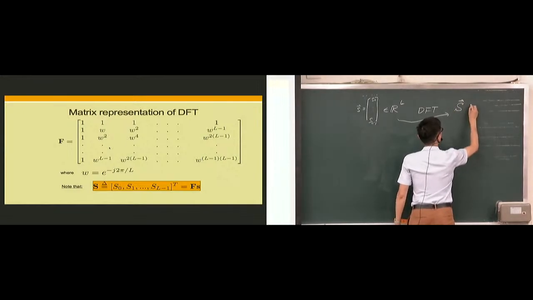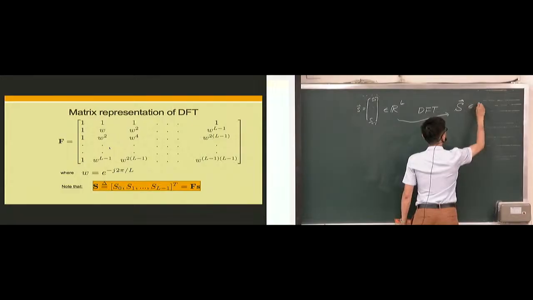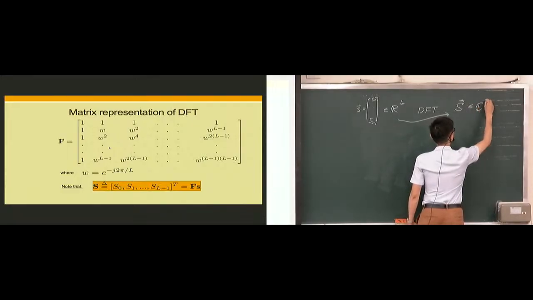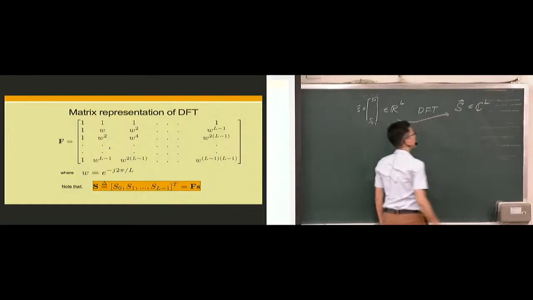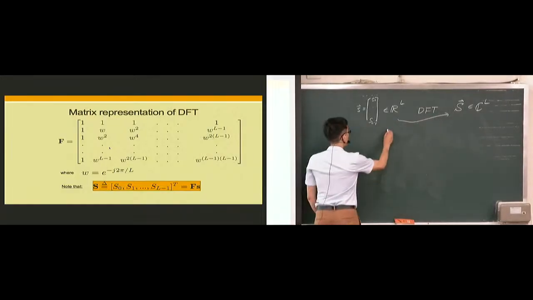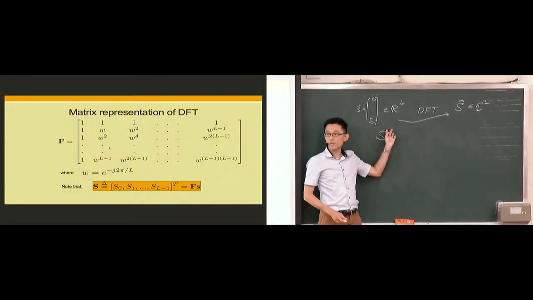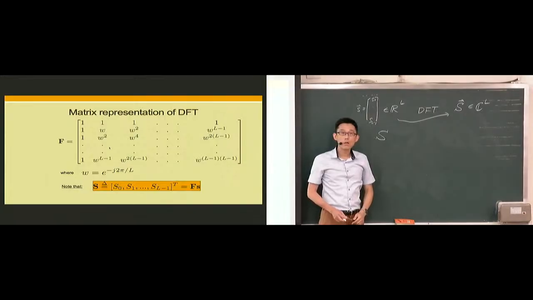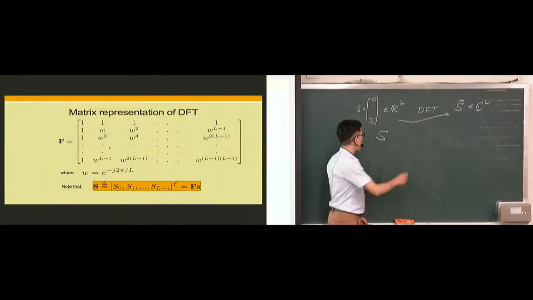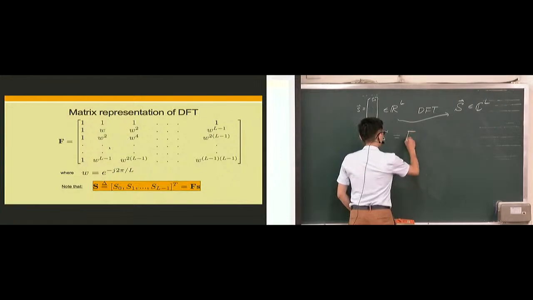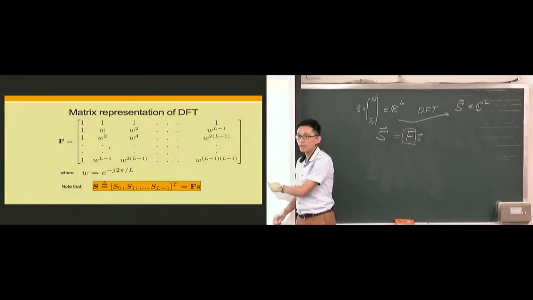Now S is in the frequency domain, also L-dimensional, okay? With this, you can easily check that DFT is linear. So therefore, any linear transformation from L dimension to L dimension can be represented by an L by L matrix. So S equals, if you call that matrix F, you can just construct an F such that this transformation is now represented by F. Okay?